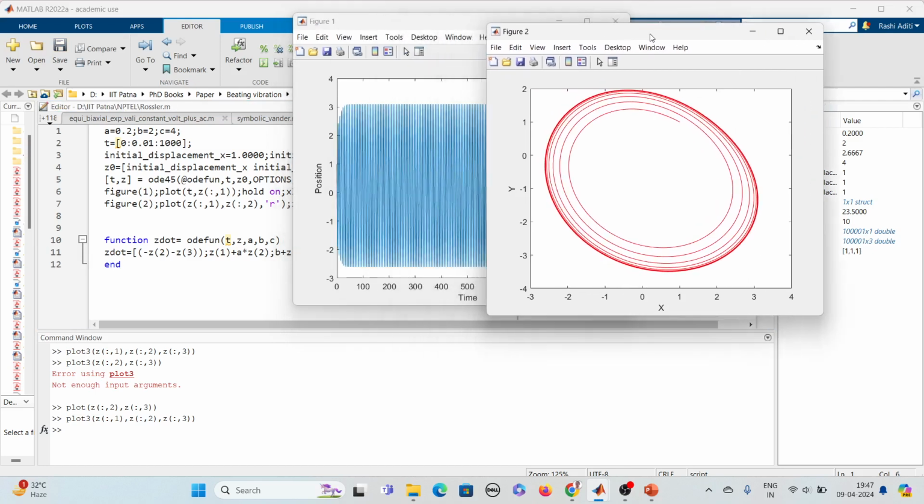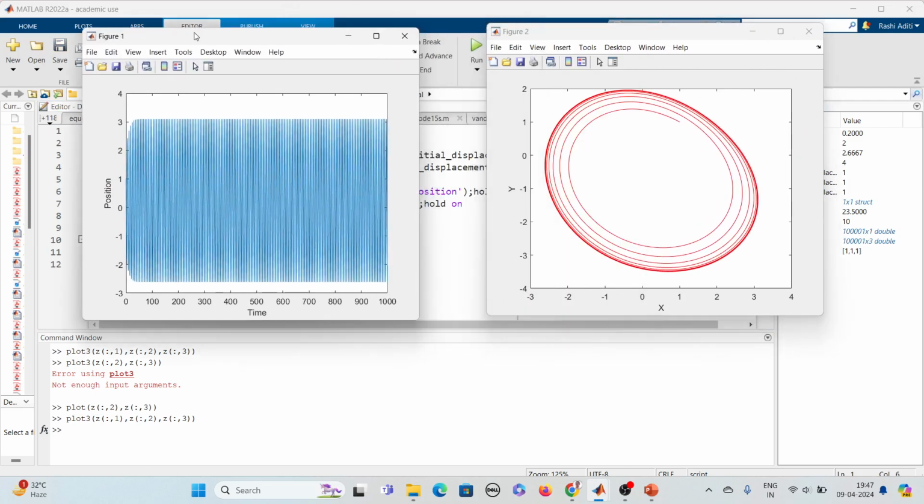See, now what is happening? My system is now having a periodic response. So initially for A 0.1, my system was actually stabilizing at a fixed point. So it was actually going to a fixed point attractor. Now my system is behaving in a periodic way and it is going to a periodic attractor.